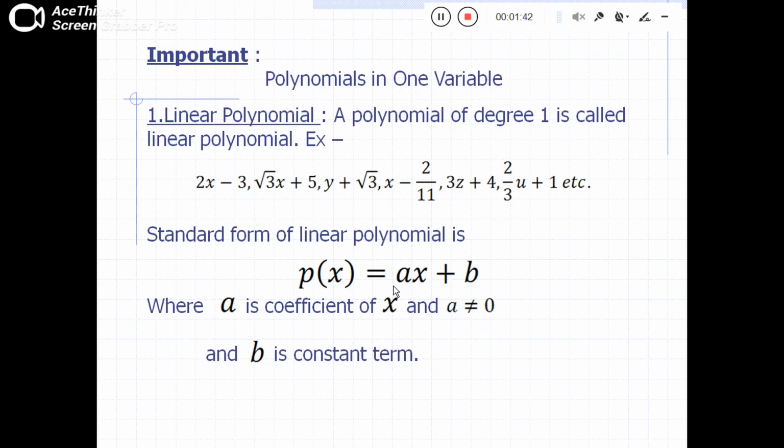Keep it in mind. So the thing to learn is, just remember the standard form of a linear polynomial: p of x equals ax plus b, where a is not 0, and a is the coefficient of x, b is the constant term.